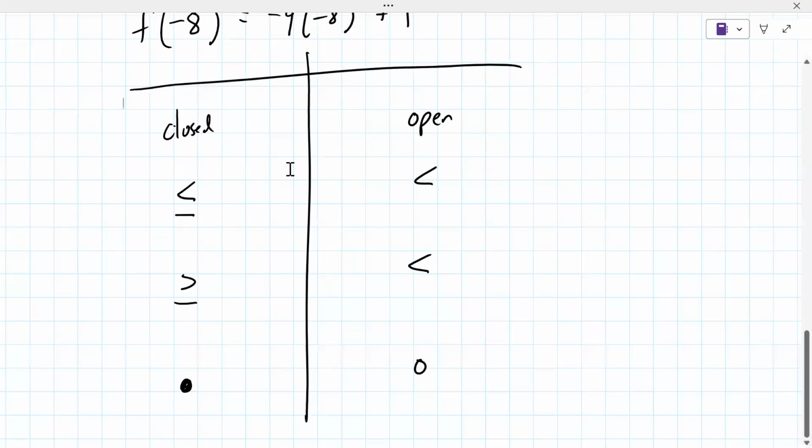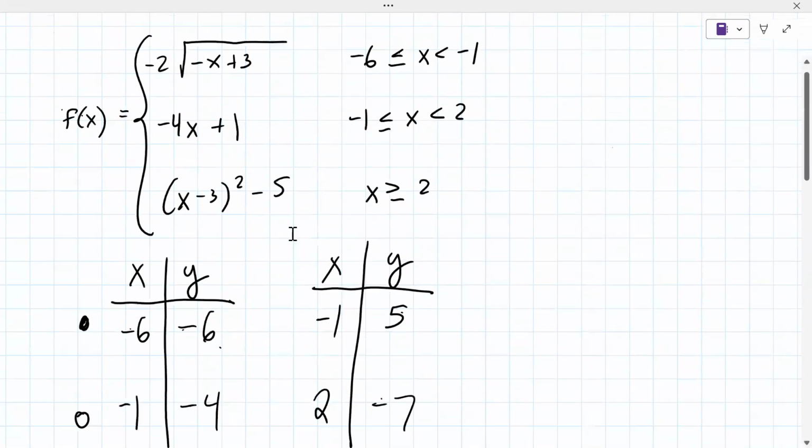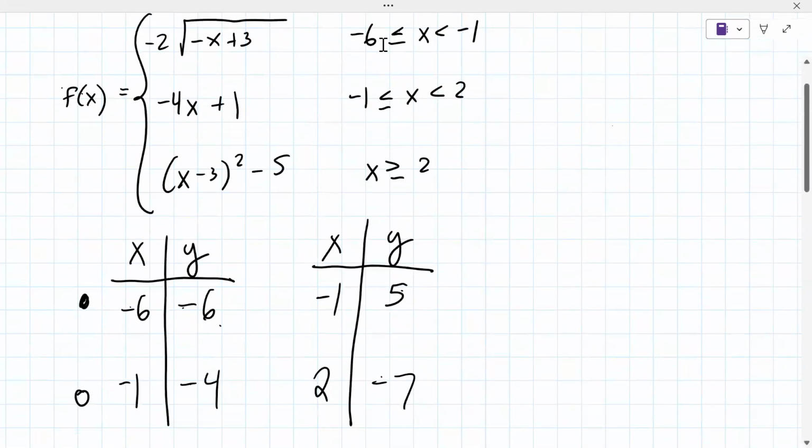Okay, let's go back to the first one because you did that correctly. At -6, what symbol is next to it? That's going to be less than or equal to. That's why it's a closed dot. So how about this -1? What symbol is next to it? That's going to be a closed one. Okay, closed. How about at 2? That's going to be open. Open circle.